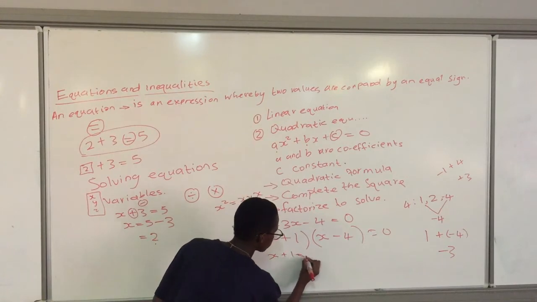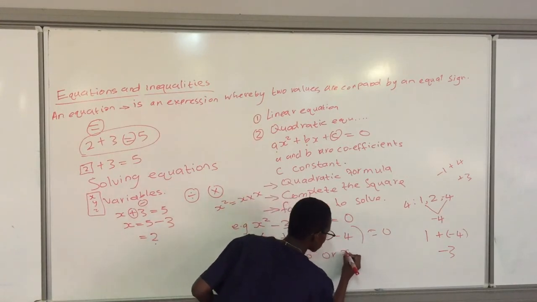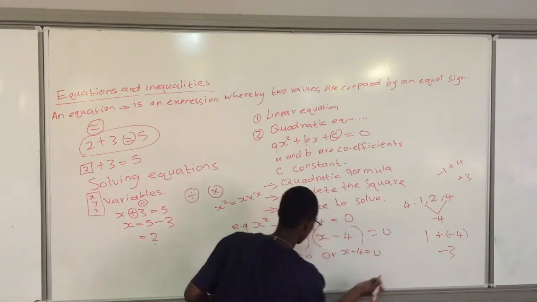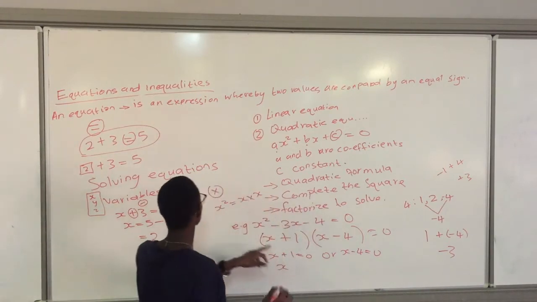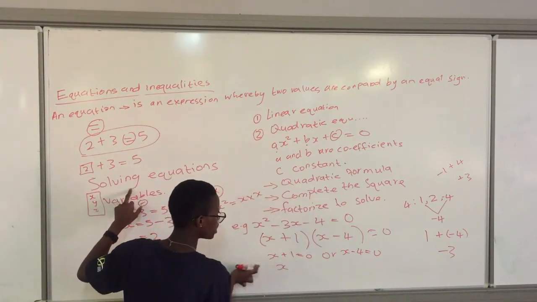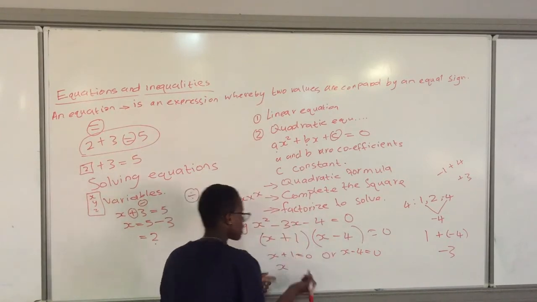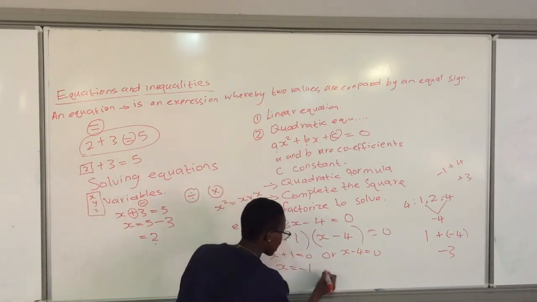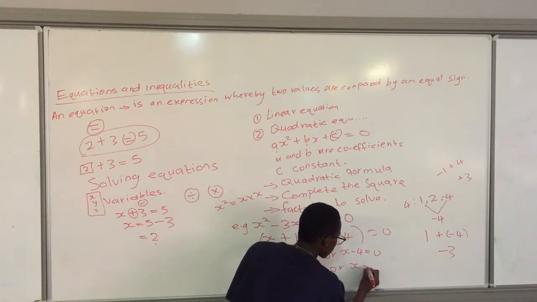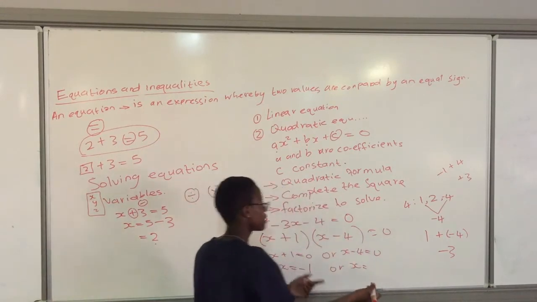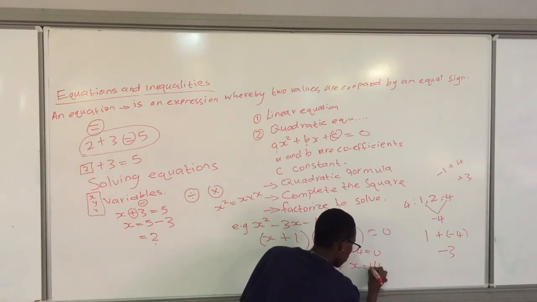Okay, then now you can solve the equation. x plus 1 equals to 0, or x minus 4 equals to 0. Then you solve. Now you go back to your linear. You see now your equation is linear. Then x equals to 0 minus 1. It's how much? Minus 1. Or x equals to 0 plus 4. How much is it? It's positive 4.